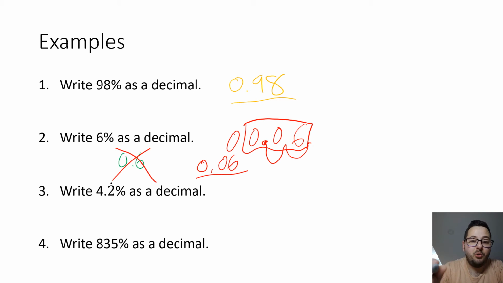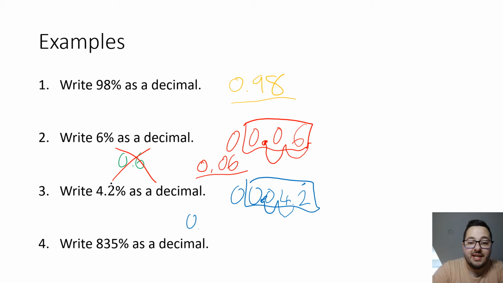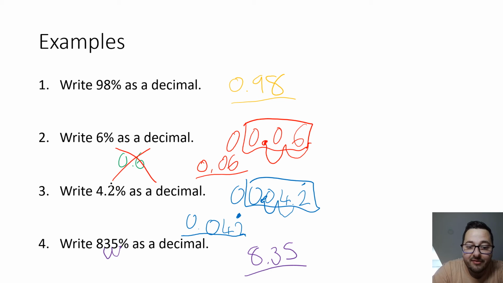Okay, let me just underline these answers. Then we've got 4.2 recurring as a decimal. So this is 4.2 recurring. We've got a load of zeros here. We move it 1, 2. So it's going to be 0.042 recurring. Okay, and finally 835 as a decimal. Well, you've got an invisible decimal there, and it's 1, 2. So that's going to be 8.35, like that.